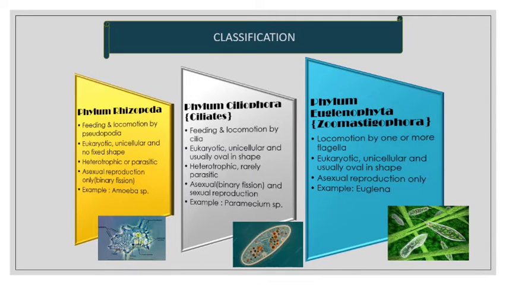And third, phylum Euglenophyta or Zoomastigophora. First, locomotion is by one or more flagella. And second, it is eukaryotic, unicellular, and usually oval in shape. And third, it is asexual reproduction only. For example, Euglena.